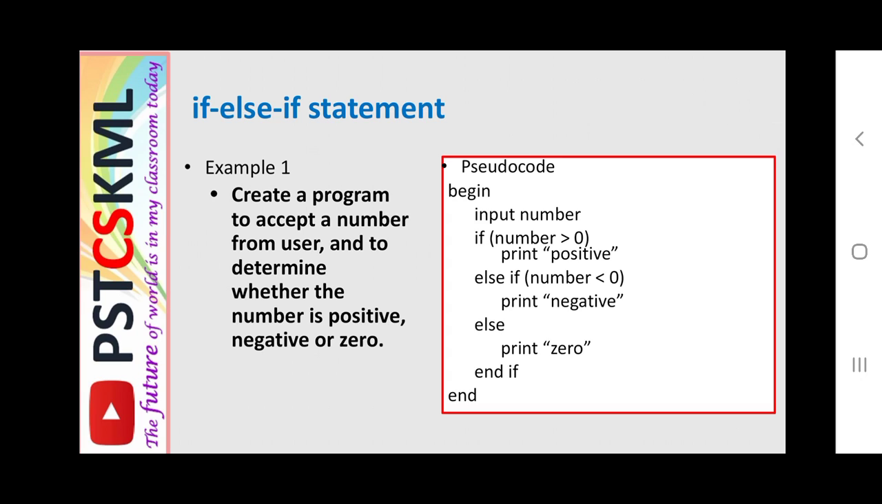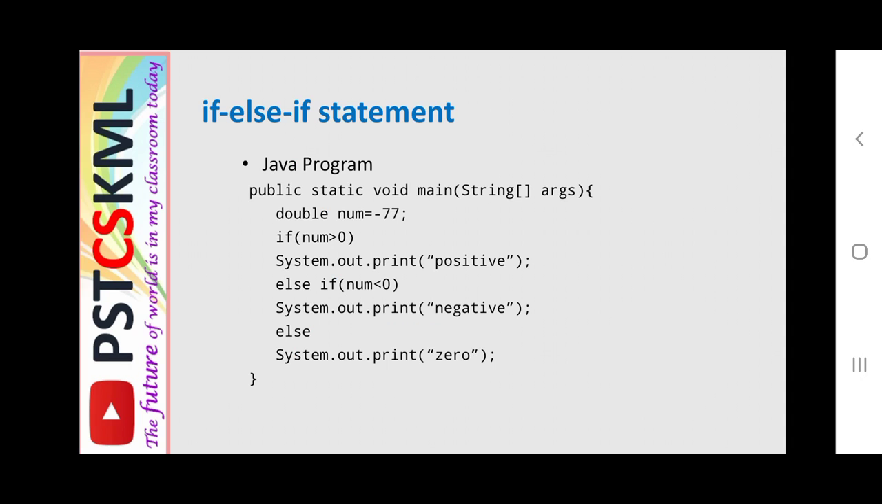Create a program to accept a number from user and to determine whether the number is positive, negative or 0. Begin, input number. If number is more than 0, print positive, else if number is smaller than 0, print negative, else print 0 for the last one. Okay, this is the coding. If number is more than 0, system dot out print positive, else if number is less than 0, you print negative, else you will print 0.